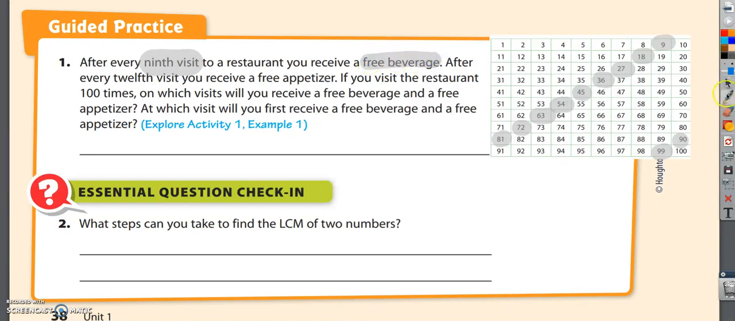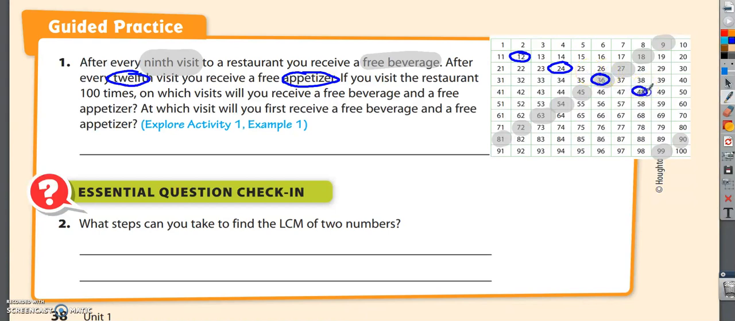So now I'm going to switch over to doing the same thing as I did last time, except I'll circle every 12th visit because I get a free appetizer there. So the first time that you get a free appetizer is on visit number 12. And then the next time you get a free appetizer is on visit 24. And mathematically what I'm doing now is listing the multiples of 12. 12 times 1 is 12. 12 times 2 is 24, 12 times 3 is 36. Now that's shaded and circled, so I suspect that's going to be part of my answer later.